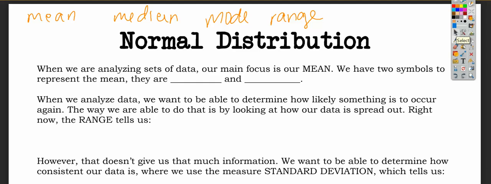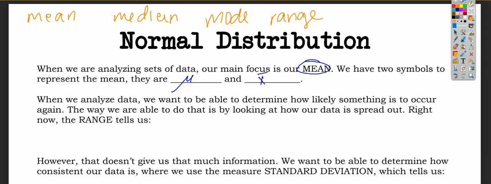So when we're analyzing sets of data, our main focus is the mean. If you have a strong set of data, your mean and your median are actually the same, which would mean they would be in the middle. And we have two symbols to represent the mean. This symbol is called mu. I say it looks like a U with a tail. And the other symbol is X bar.